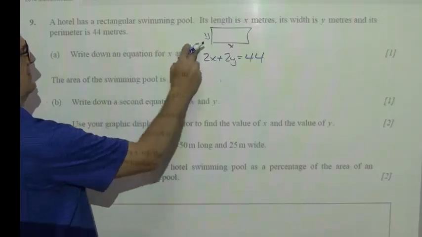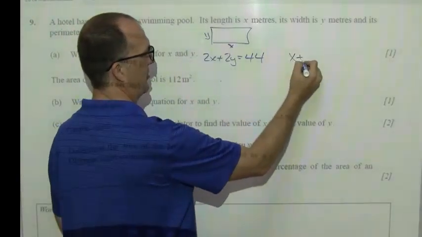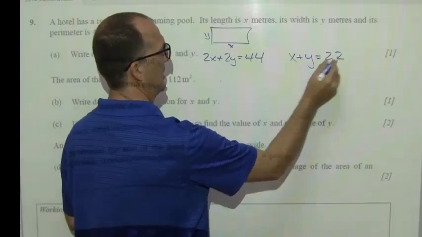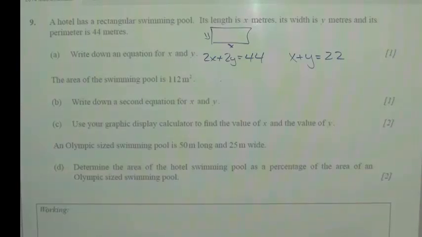Or you could know that 1x and 1y would be half of the perimeter. So x plus y is 22. Either of those is acceptable.